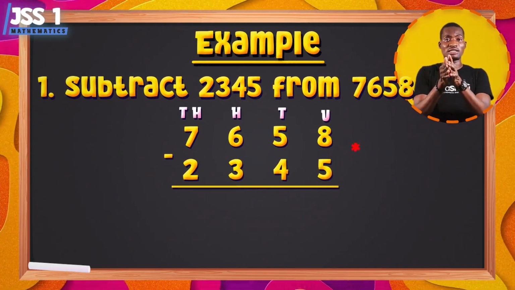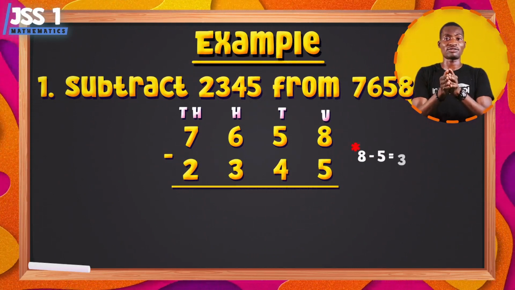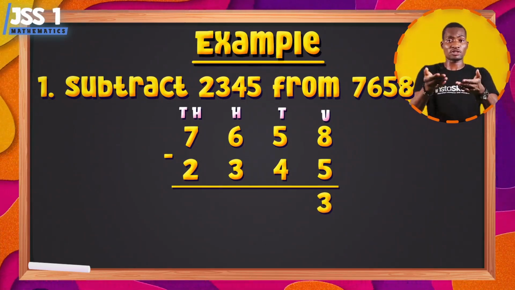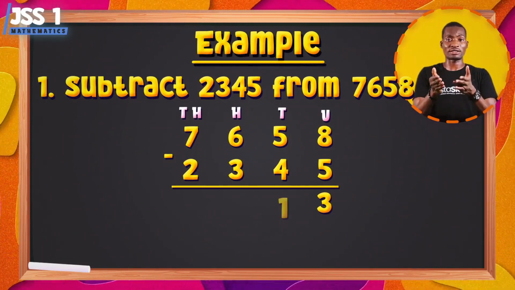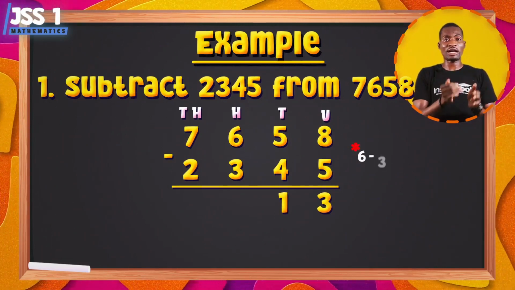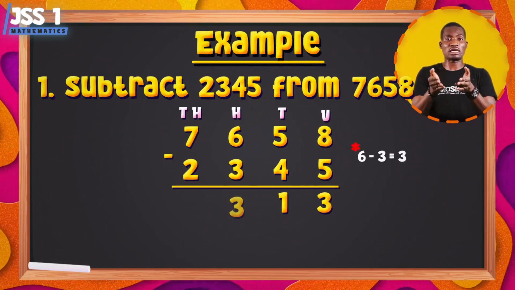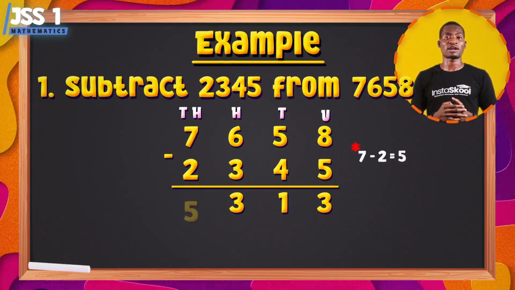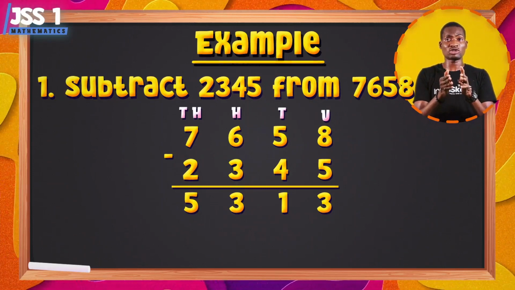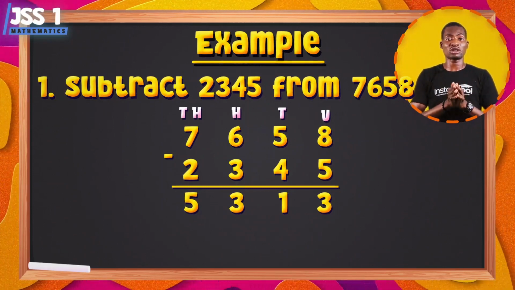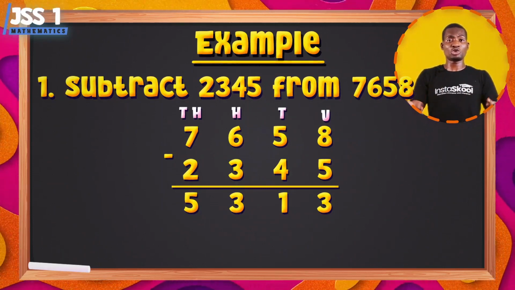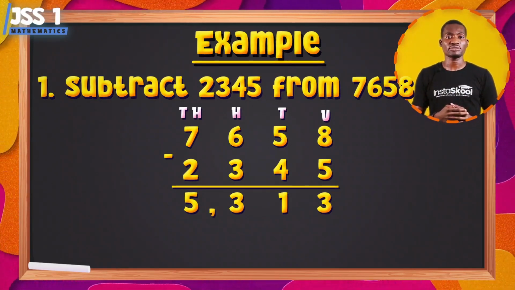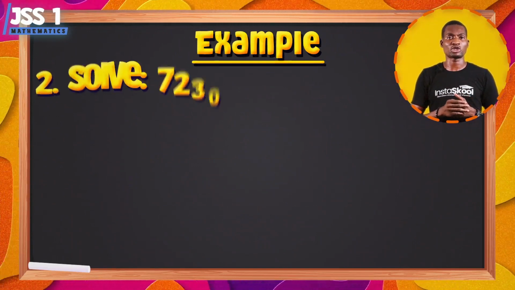Then 8 minus 5 will give us 3. 5 minus 4 will give 1. 6 minus 3 will give 3. And finally, 7 minus 2 will give 5. So 7,658 minus 2,345 produce the answer 5,313.